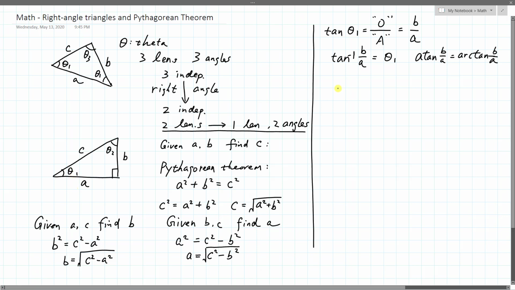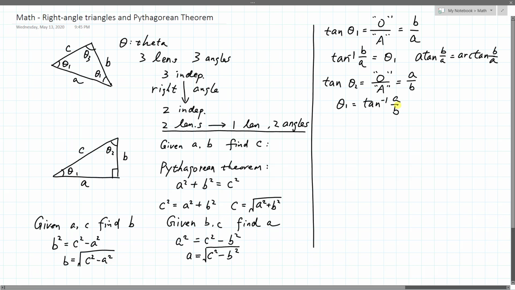And for the other angle, you can do the same thing. Tangent theta 2 is opposite of theta 2 over adjacent of theta 2. So let's look for the opposite side. Here's our theta 2, and the opposite side is not this one anymore. That's adjacent. This one actually is the hypotenuse, right? So this is the opposite now, so it's A, and the adjacent is B. So it's A over B. And you get theta 2 is tangent minus 1 of A over B.